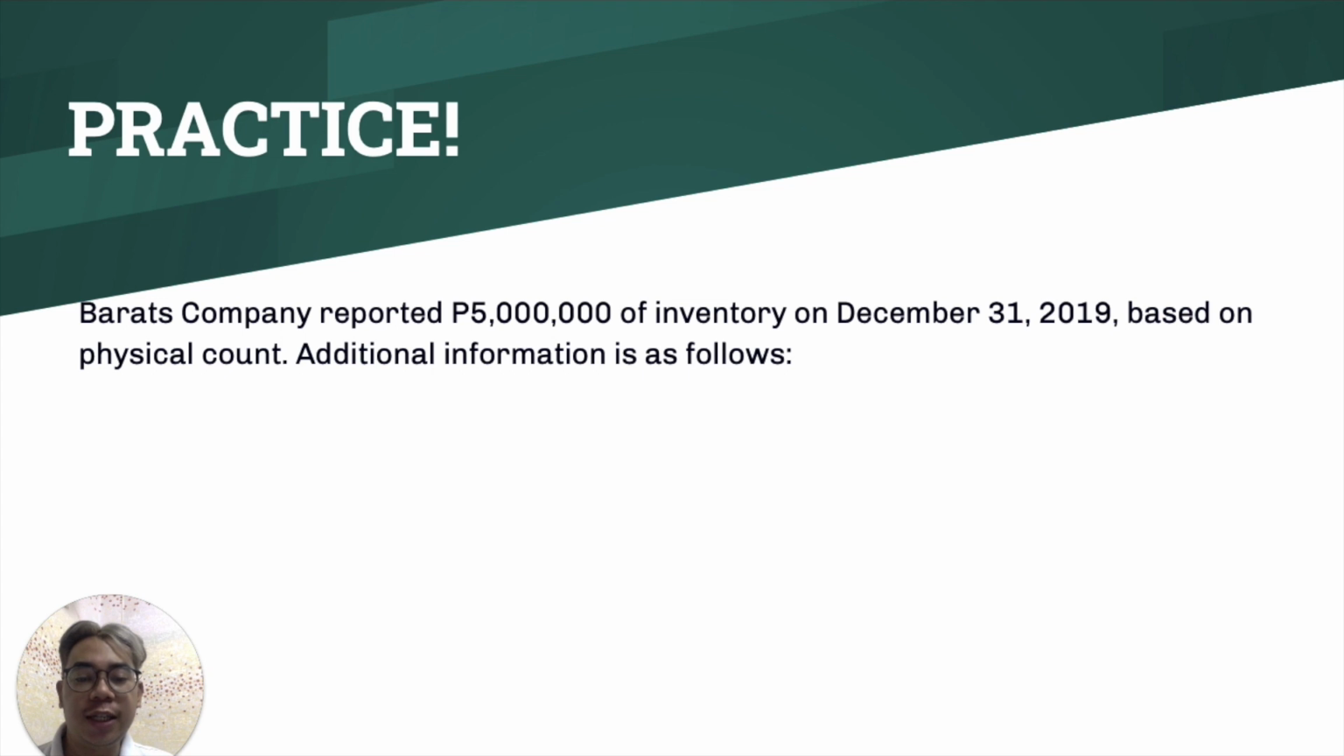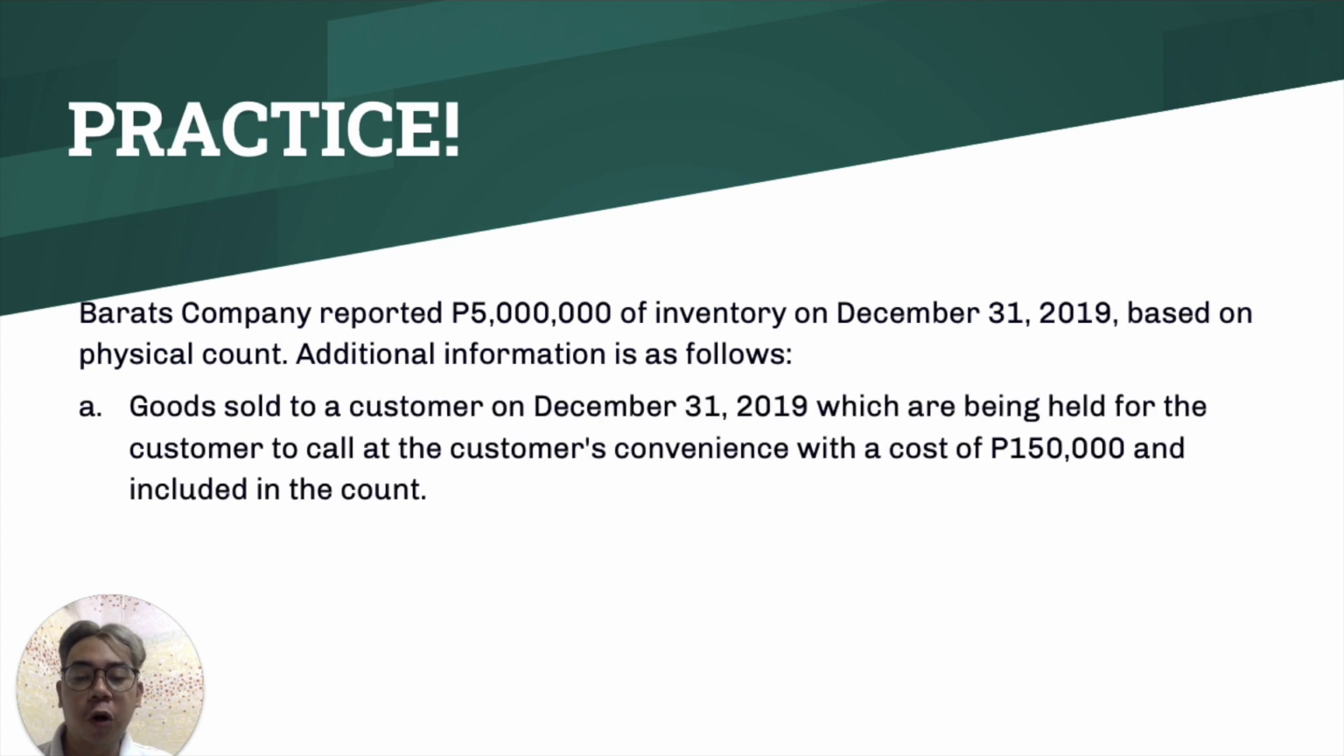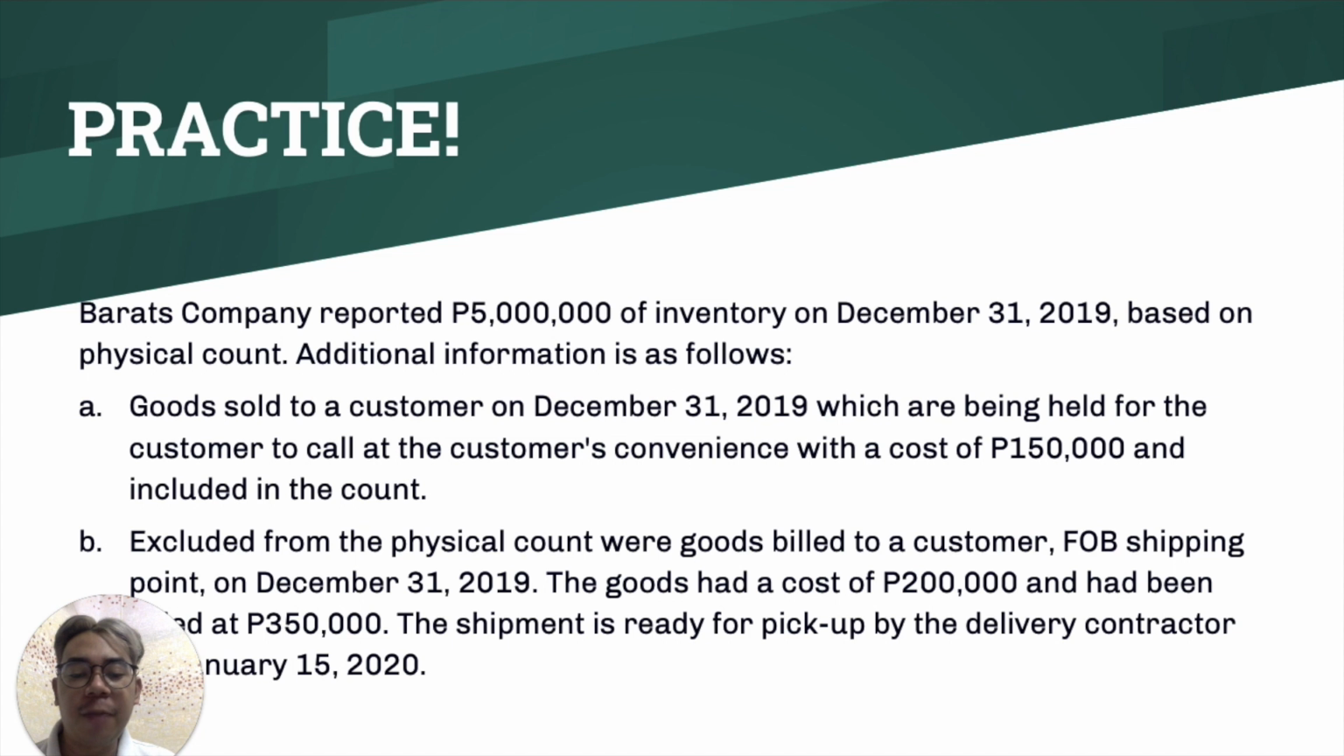Additional information is as follows. Letter A, goods sold to a customer on December 31, 2019, which are being held for the customer to call at the customer's convenience with a cost of 150,000 and included in the count. Letter B, excluded from the physical count were goods billed to a customer, FOB shipping point on December 31, 2019. The goods had a cost of 200,000 and had been billed at 350,000. The shipment is ready for pickup by the delivery contractor on January 15, 2020.